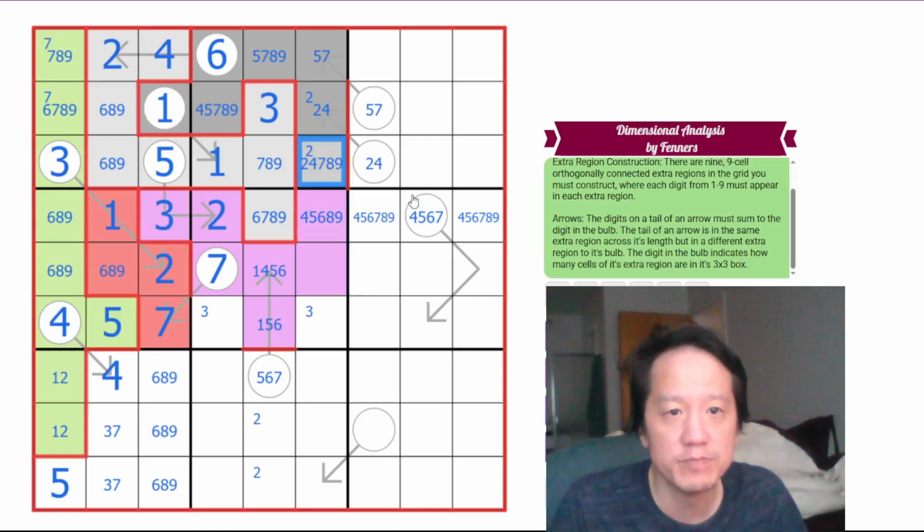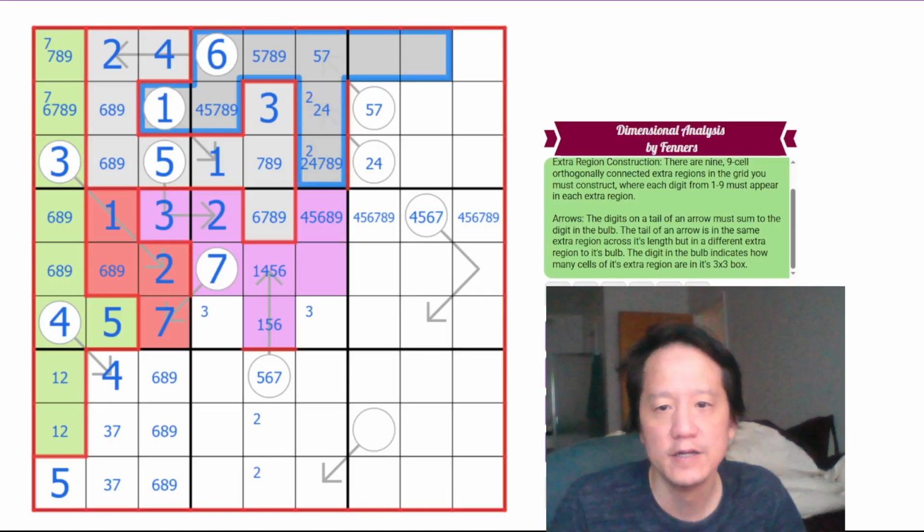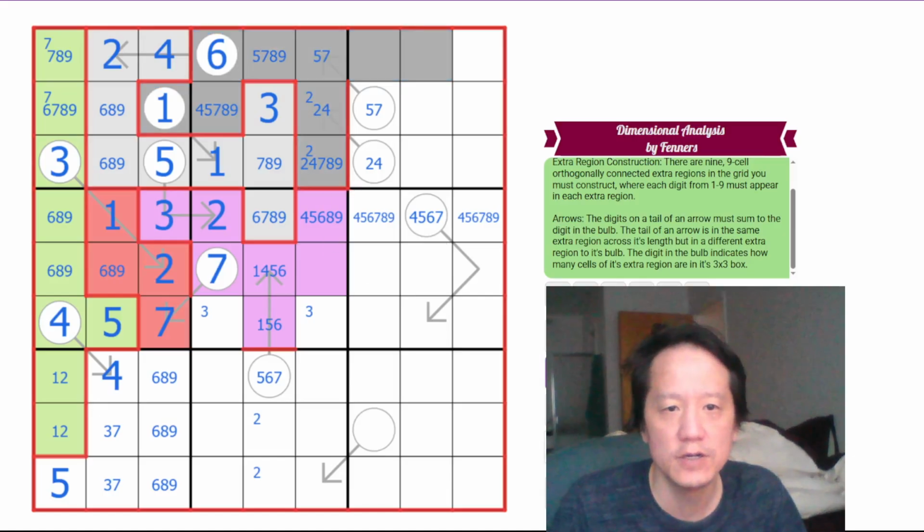And therefore this medium gray cannot connect this way. So it has to go this way to get the full 9. So it's 1, 2, 3, 4, 5, 6, 7, 8, 9. So that's the full region here. That means these two are not part of this region. It can never be part of the region because this is not part. This is a different region than this. This is a different region than this.